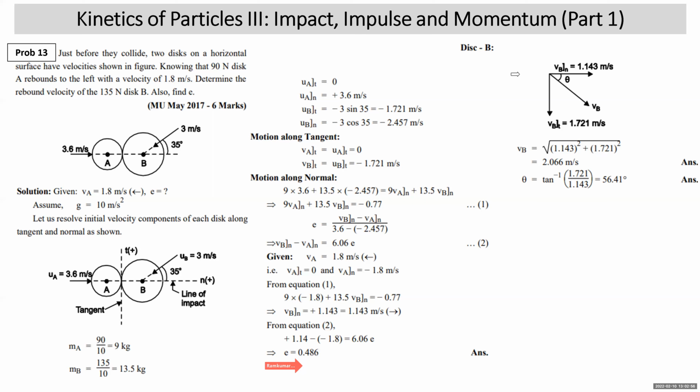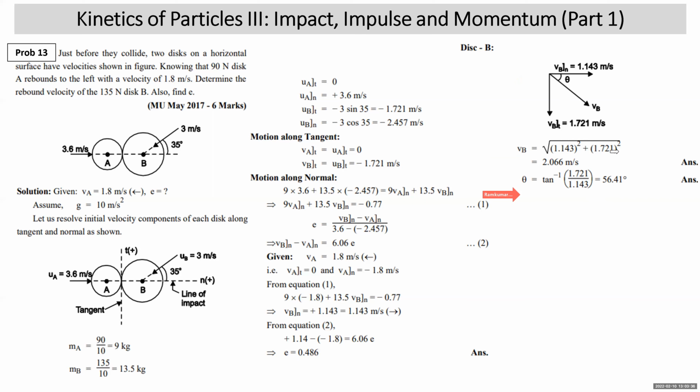For A, the resultant velocity was already given as 1.8 meter per second. For B, we need to find the resultant velocity. You need to draw a diagram with the correct directions. The tangential component of disc B was minus 1.721, so that is downward. Normal component after impact came out to be 1.143 positive, that means to the right. So now the resultant velocity is like this, making angle theta. VB is the square root of 1.143 squared plus 1.721 squared. Theta is tan inverse of 1.721 upon 1.143, that comes out to be 56.4 degrees.